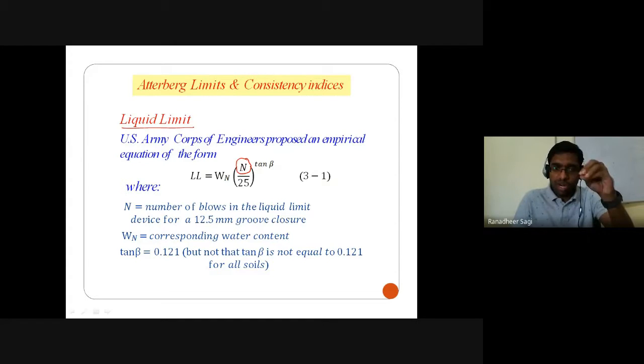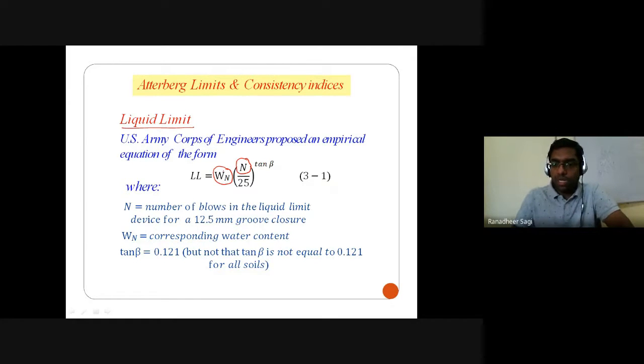The corresponding water content existing in that particular soil, which required N blows, has to be determined by placing part of the soil sample in the oven for drying. That water content has to be substituted in the expression in the place of Wn. So the water content is known and the corresponding number of blows required is known. Then we go on to calculate the liquid limit value of that particular fine grained soil.